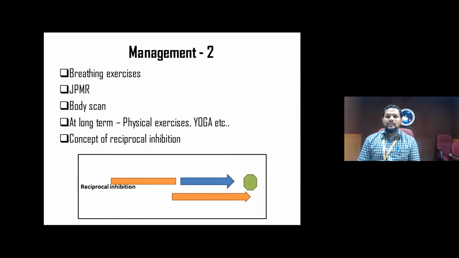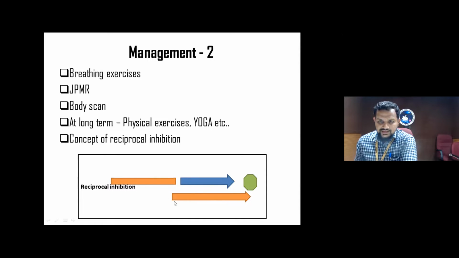So what will all these kinds of exercises do for you? It will cause a reciprocal inhibition. For example, you are thinking about a task, this is a target, and you are always thinking in this manner, making yourself stressful and restless.